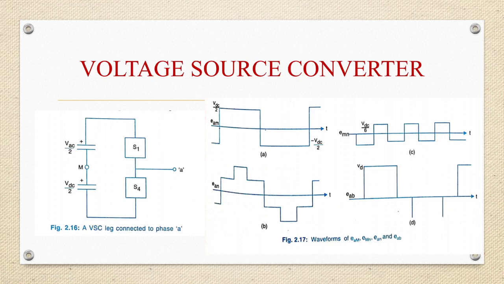Voltages EBM and ECM will lag EAM by 120 degrees and 240 degrees respectively. So EMN consists of only a zero sequence voltage with the triplen harmonics. Subtracting EMN from EAM, we will get EAN. The waveform of EAN will be as shown in the third figure here. The first waveform is for EAM, second is for EMN, third is for EAN, fourth is for EAB.